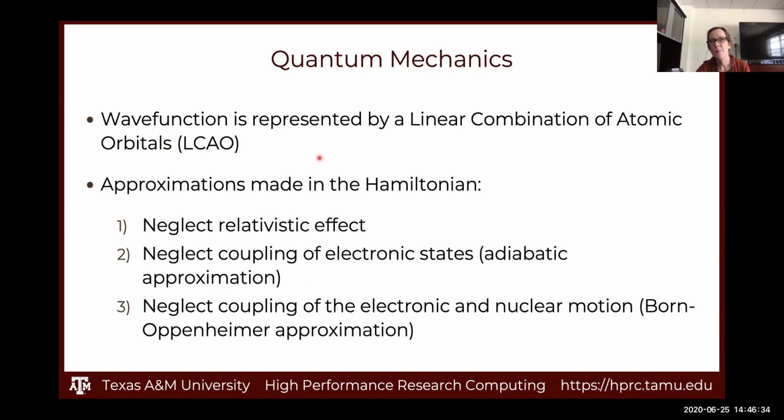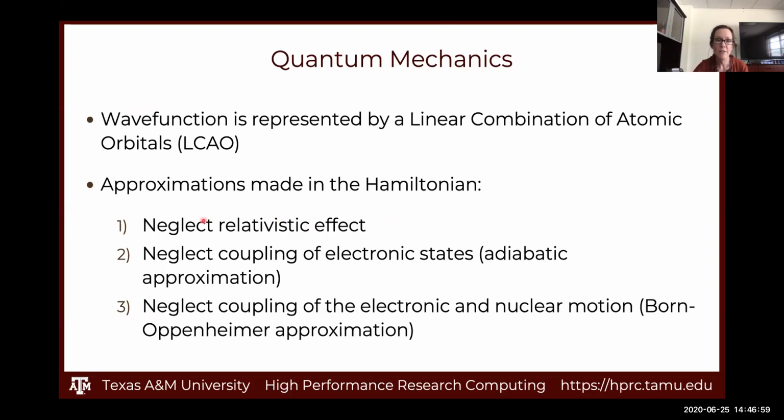So our wave function is represented by that linear combination of atomic orbitals. Our basis sets have those coefficients and exponents. The vast majority of quantum codes use Gaussian type orbitals, which is e to the minus zeta r squared. But there are a few select pieces of software that use the STOs, which is e to the minus zeta r.